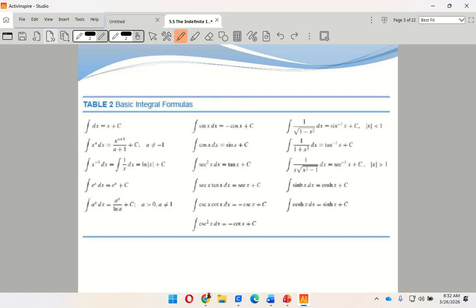Okay, here's some basic ones, the trig ones, the arc ones. These are in your notes, so that's important. Okay, where's the other one? So a to the x is going to be a to the x over ln a plus c. Where's the other one that we have? Ln x. So x to the negative 1, which is 1 over x, and that's going to give me ln absolute value of x plus c.